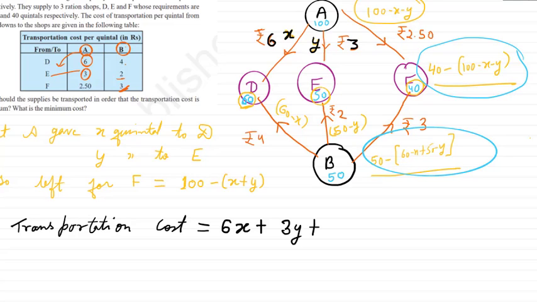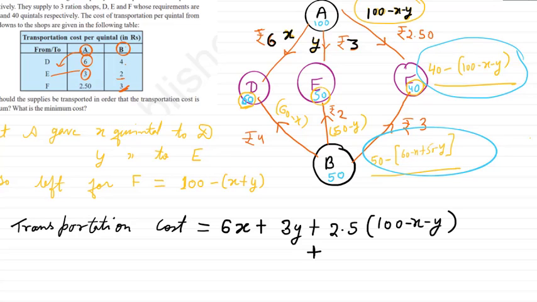Then from A, how many quintals has it already given? It has given 100 minus x minus y quintals to F, and the cost is rupees 2.50. So 2.5 into 100 minus x minus y. So this is the cost given by A.